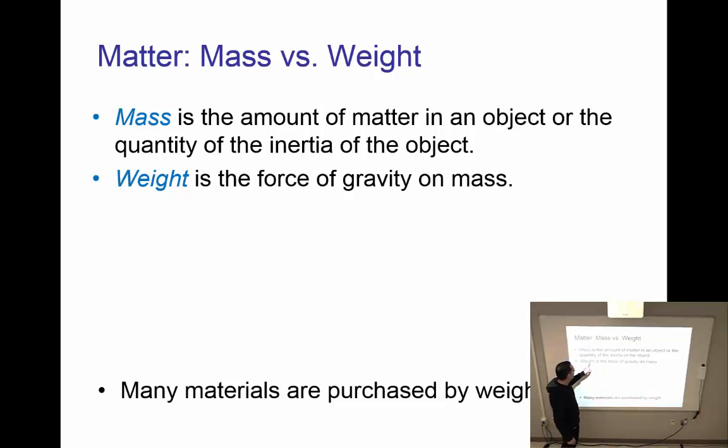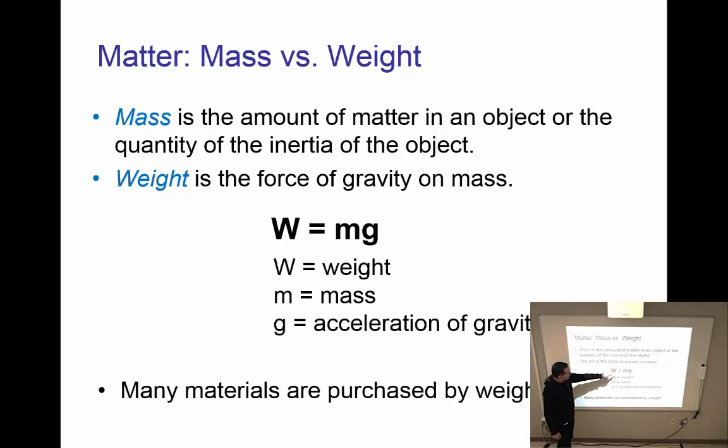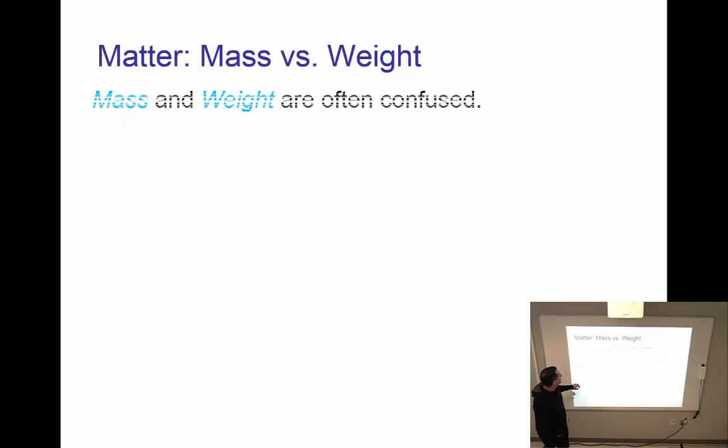So I can determine the weight if I know the mass and I know the constant that we're going to use for gravity. Here's our formula then. Weight is mass times gravity. In the SI system, our gravity is going to be 9.8 meters per second squared. If we were doing US customary, it would be 32.2 feet per second squared.